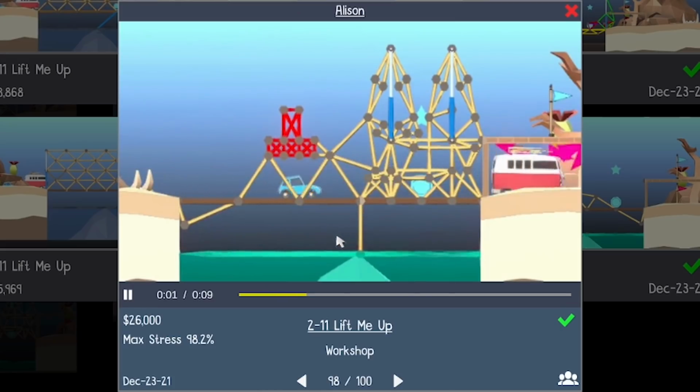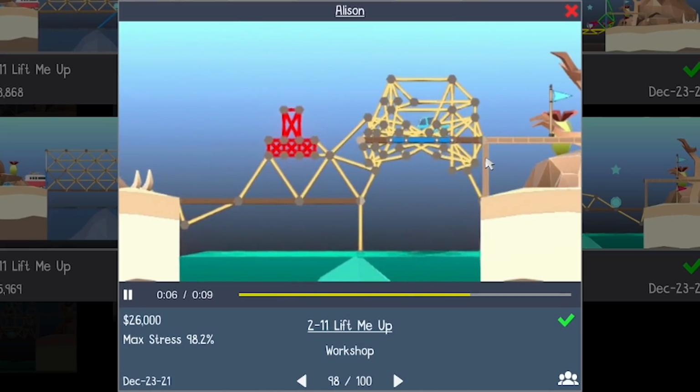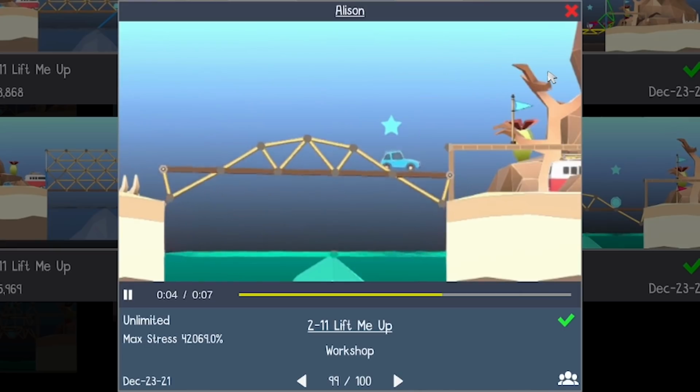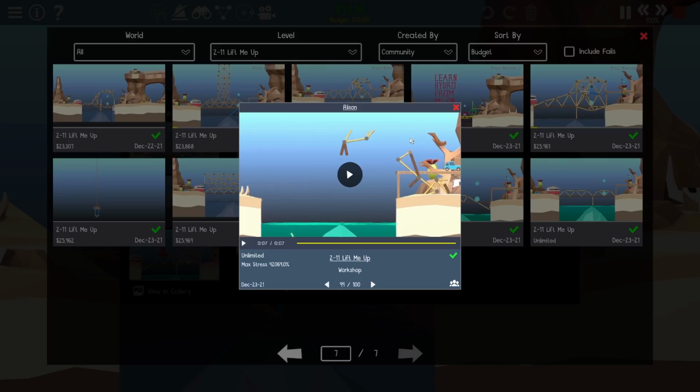Now, what is this one, Allison? What is that load of red doing? Holy sh... Ooh. Was that a word? Wow. Okay. What did we just watch there?